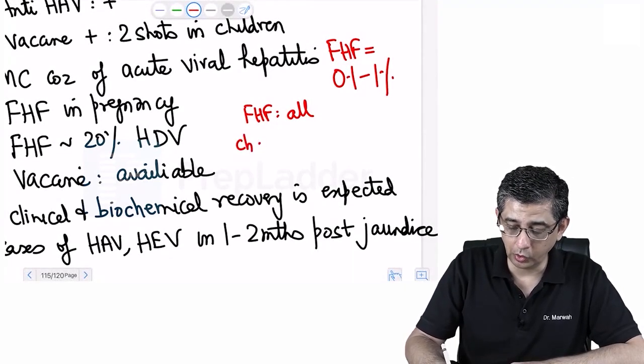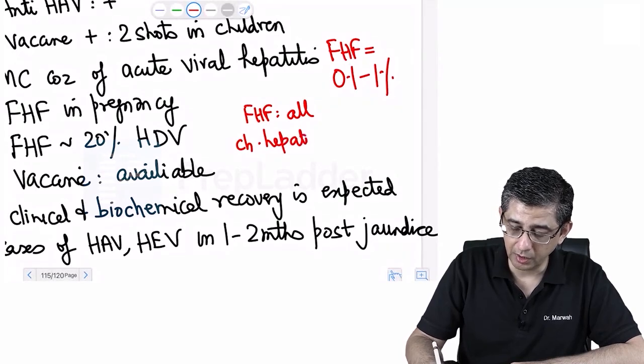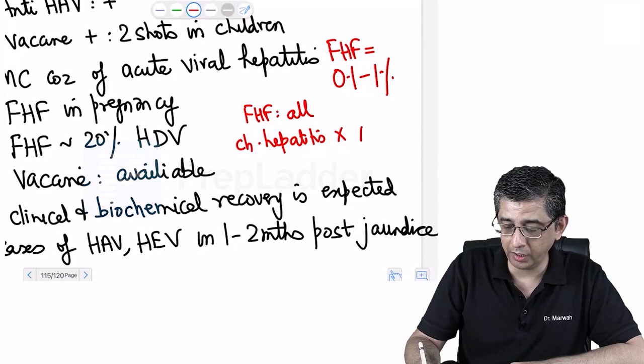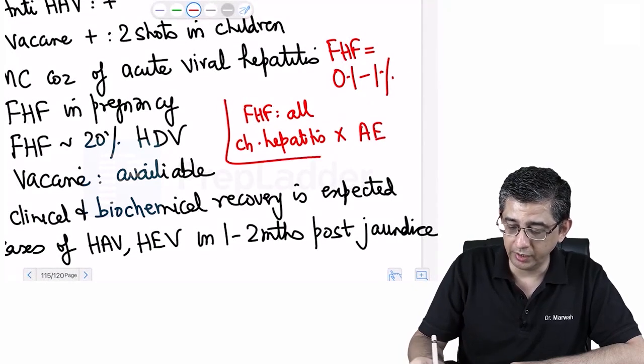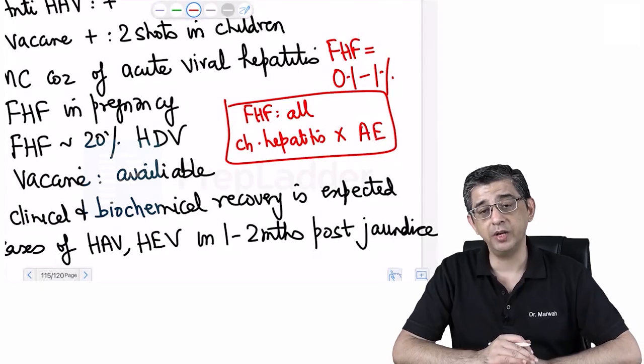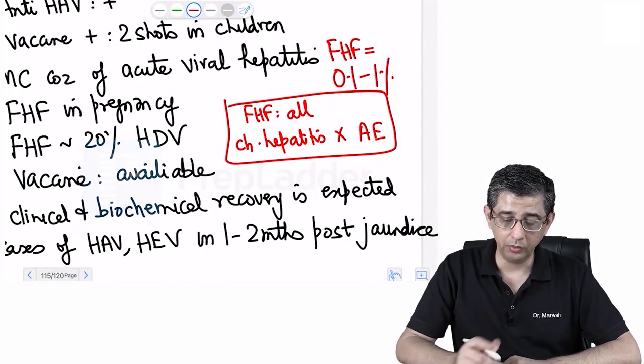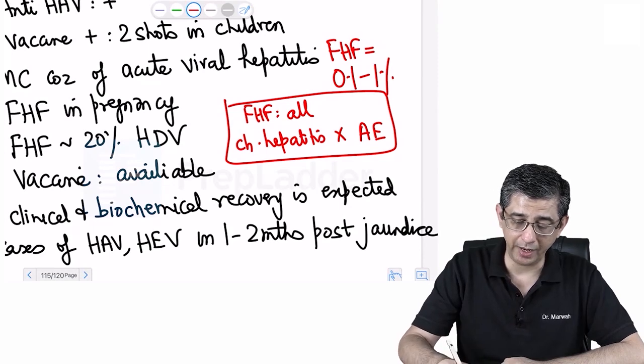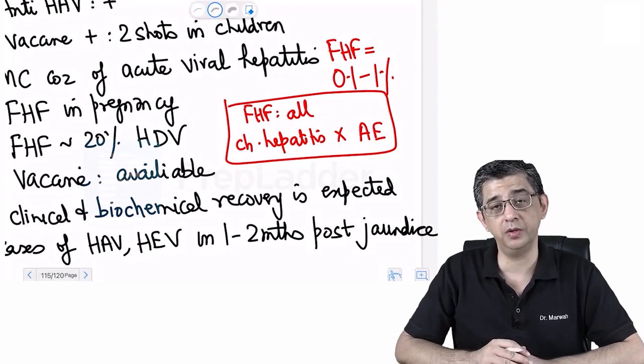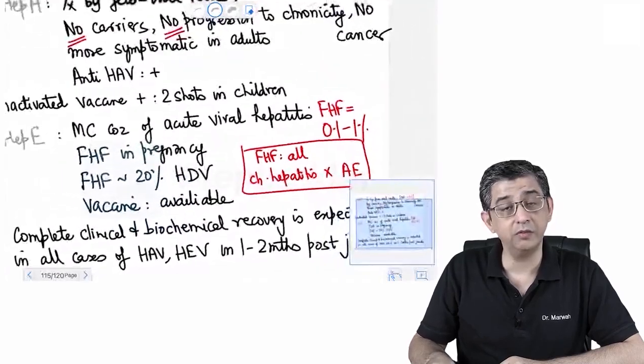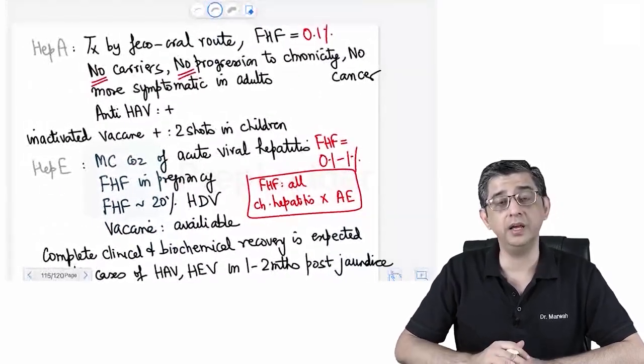But when it comes to chronic hepatitis, I'm putting a crosshair to say it is not encountered with A and E. Though the data is given in the tables of PSM and microbiology, I do find people messing up on it. So I just try to analyze the table before you by giving this information. FHF is present in all of them. We even have it in hepatitis A.